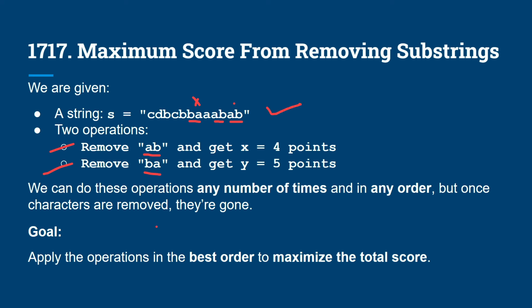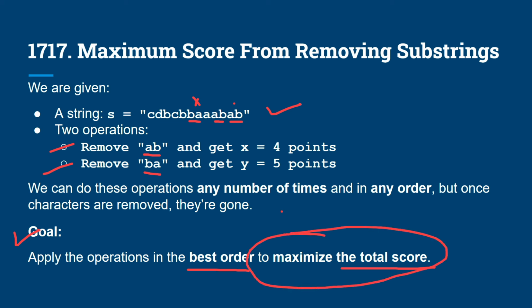But if we apply the operations, those characters will be removed from the string. Then what is our goal? Our goal is to apply these operations in the best order to maximize the total score. It doesn't mean that you will directly remove ab and get the points. No, we have to apply them in such a way that you get the maximized score. This is the purpose of the question. That is why the question statement itself has the title Maximum Score From Removing Substrings. I think you understand the problem.